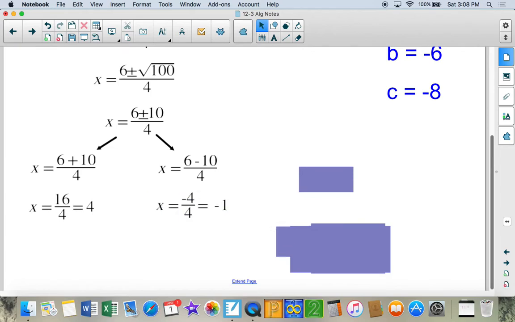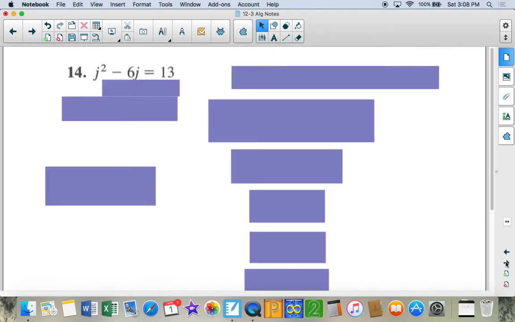-4 over 4 gives us -1. My solution is -1, 4. Let's look at this one where we see that it's not set equal to 0.